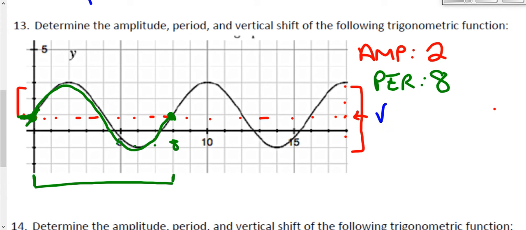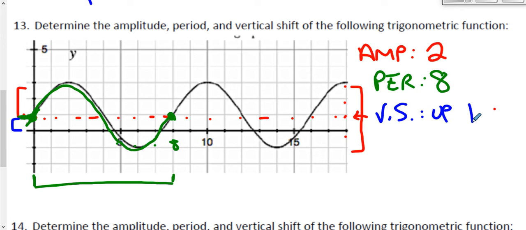Last but not least is the vertical shift. Vertical shift is how far its midline has been moved, either up or down, away from where it usually is. And the midline for sine and cosine is usually at 0. This midline has been moved up 1 space. So our vertical shift is up 1.